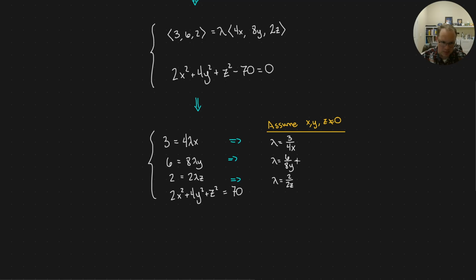And I do have a little bit of simplifying I could do, right? 6 over 8y simplifies to 3 over 4y. And 2 over 2z simplifies to just 1 over z. Okay? Now all of these are equal to lambda, so they should all be equal to each other.